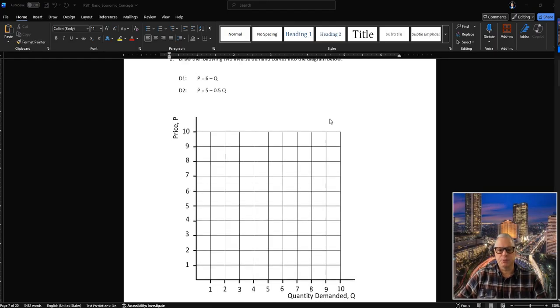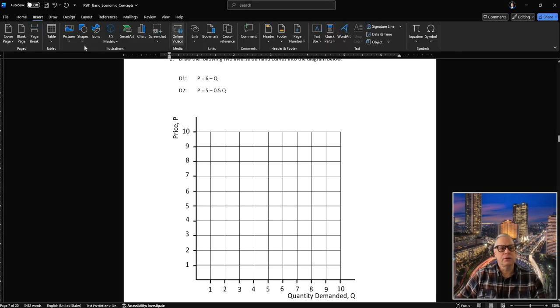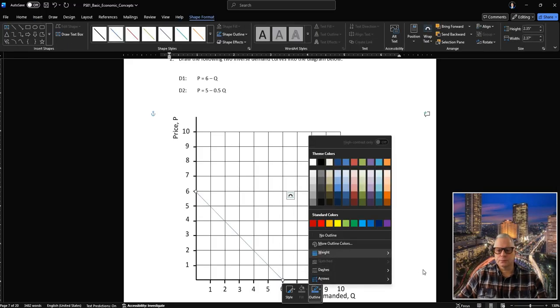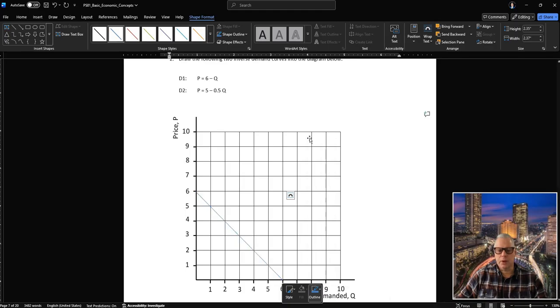So make it a little bit smaller. So the intercept for the first one is 6, and with 6 minus Q it has a slope of -1. So that means it goes from 6 to 6. And the other one is 5 minus 0.5 Q.